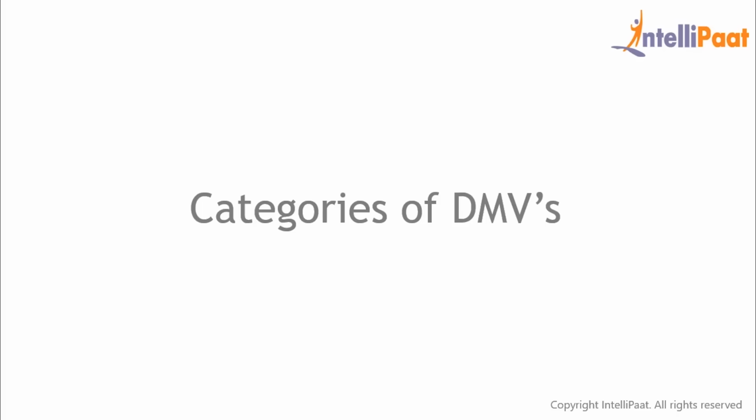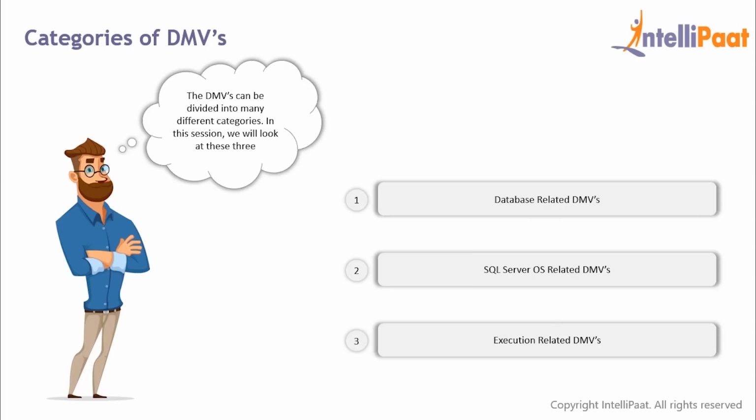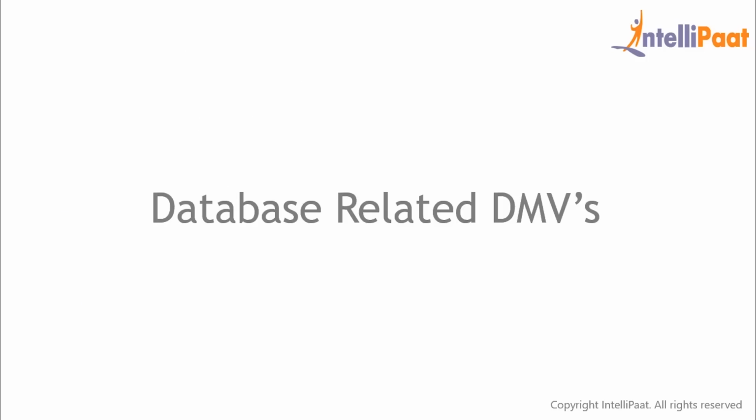Now let's look at some categories of DMVs. So DMVs can be divided into many different categories, and in this session we'll be looking at 3 of those. So we'll be looking at database related DMVs, SQL Server OS related DMVs and execution related DMVs. So let's start with database related DMVs.